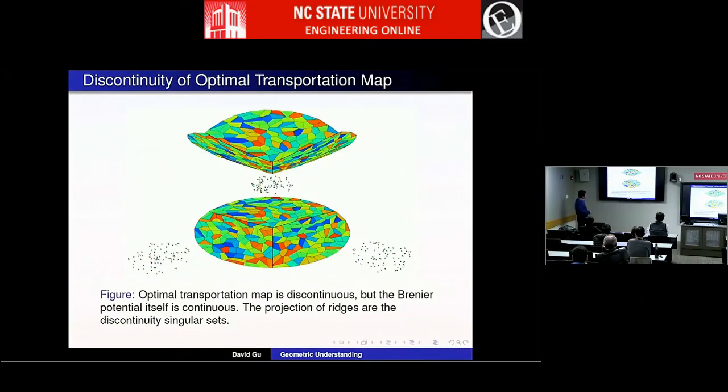Then if we visualize, for three clusters, here we have three discrete clusters, we map from the unit disk to them. Then we see the Brenier potential. The Brenier potential is smooth except for three edges there. When we cross an edge, the mapping is not smooth anymore.